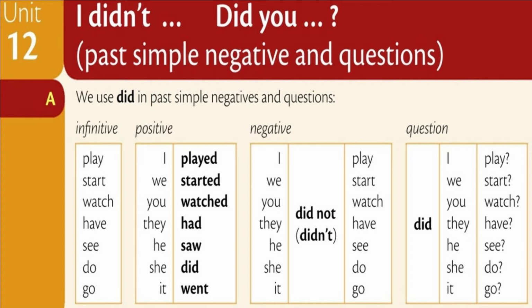Now, some examples of question sentences. Did I play? Did I start? Did I watch? Did I have? Did I see? Did I do? Did I go? Did we play? Did we start? Did we watch? Did we have? Did we see? Did we do? Did we go?